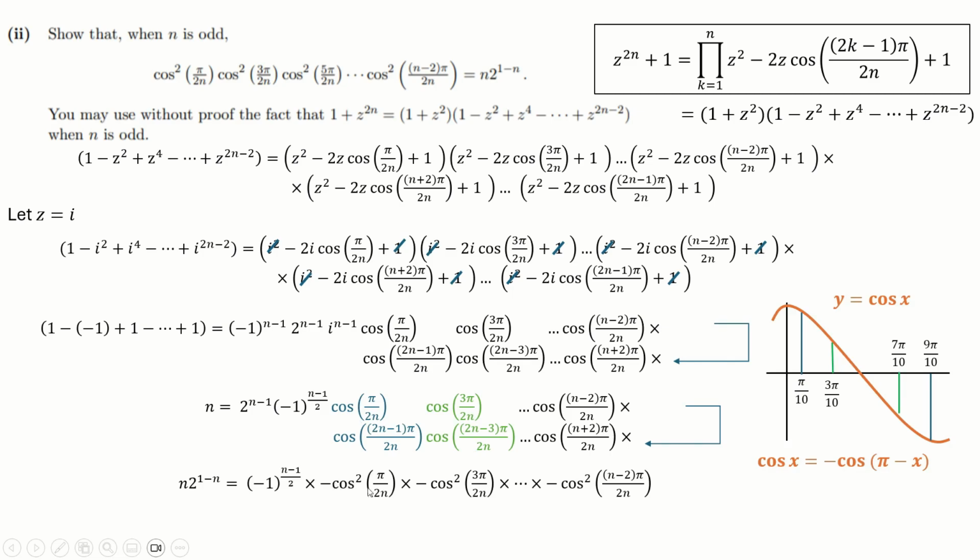And then we've got a bunch of minuses. Now, how many of them have we got? Well, when n was 5, you had 2 of them, right? You just had this one and this one. And 2 is 5 minus 1 over 2. If n was 7, you'd have 3 of them.